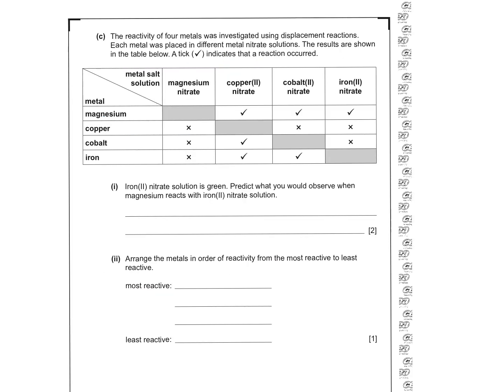Part C, I'm just going to go to part 1 here. Iron 2 nitrate is green, the solution is green. Predict what you would observe when magnesium reacts with iron 2 nitrate. Well, in this reaction, the magnesium will react with the iron 2 nitrate to form magnesium nitrate solution. And magnesium nitrate solution is colourless. So the solution will go from green to colourless.